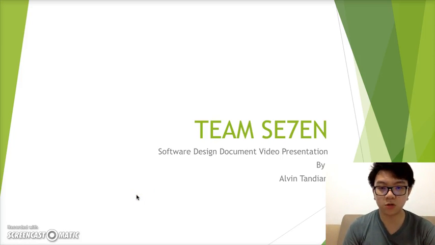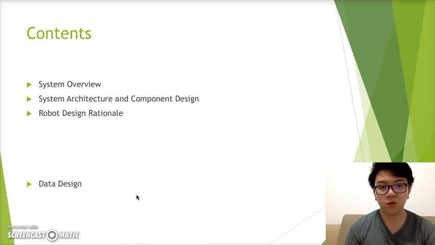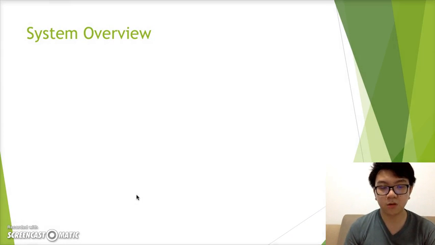Today I'm going to talk about the software design document for our Team 7. We begin with our content list. We have system overview, system architecture and component design, robot design rationale, data design, design details, and human interface design. We start with our system overview.